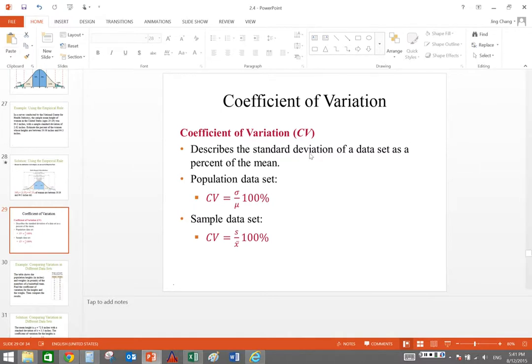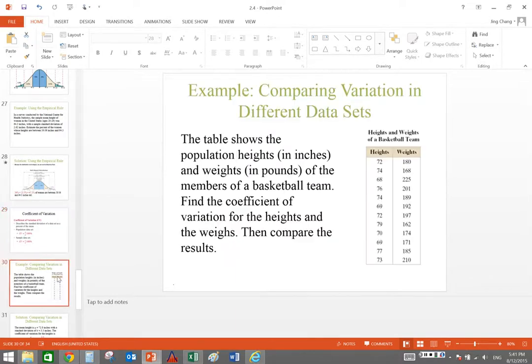So we need something to convert standard deviation to a standard score. Here that's the coefficient of variation. It's defined as standard deviation divided by mean. So it describes the standard deviation of a data set as a percent of the mean. Coefficient of variation, CV, has no unit. It's just a percentage.